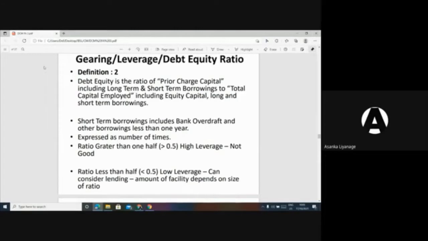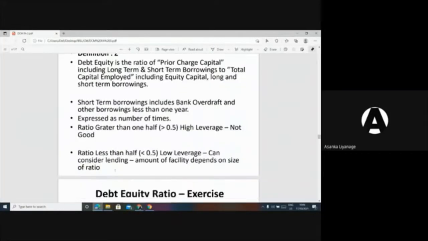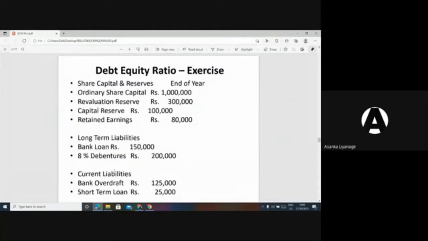Right. Any questions? If you have any questions regarding both of these gearing ratios, you can ask. Right. Okay. We'll move on to some example, since this is a kind of tricky one for you to calculate.